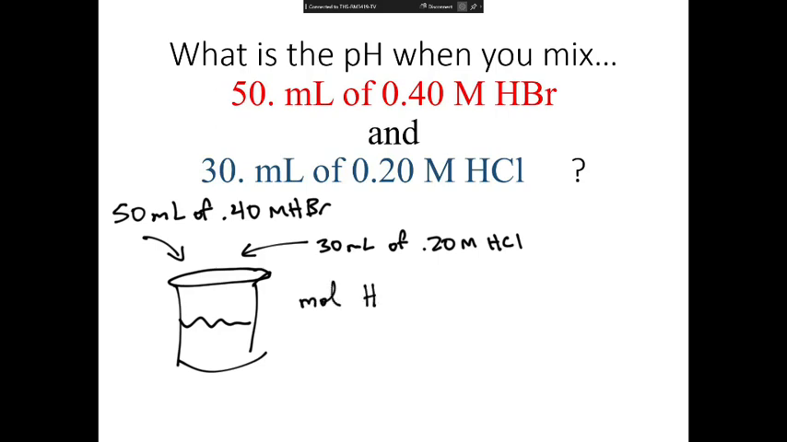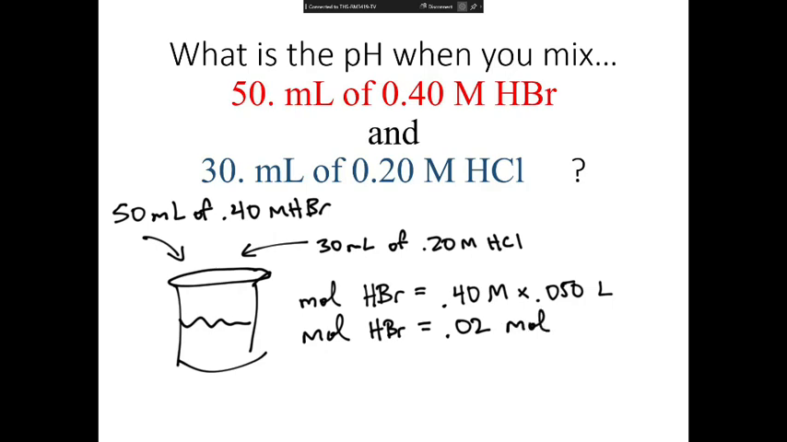So the moles of HBr, it's the same numbers as before actually, so it's going to be molarity times volume, 0.4 molar times 0.050 liters. And I've already forgotten what that was. Was it 0.02? Thank you. Got that many moles of the HBr.